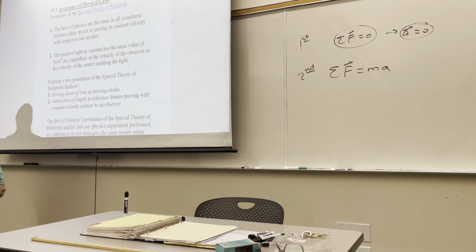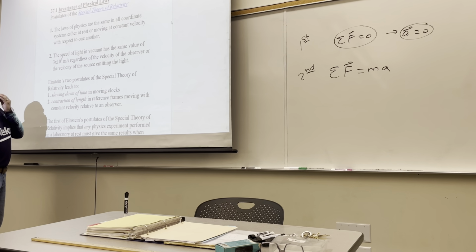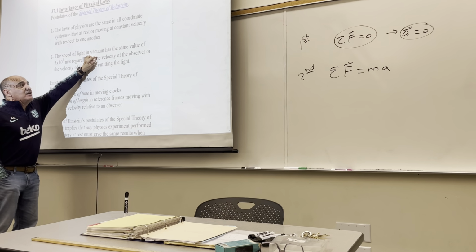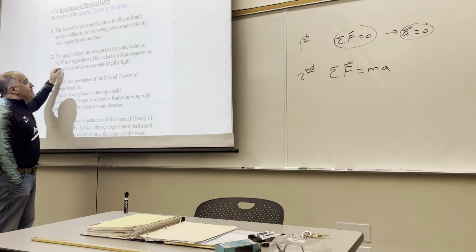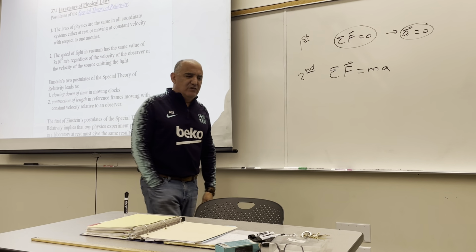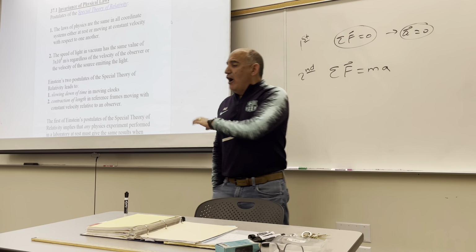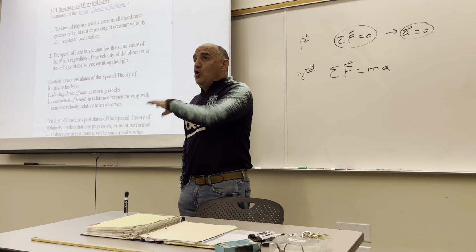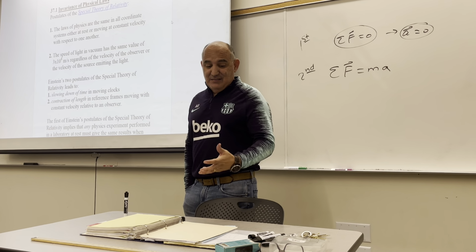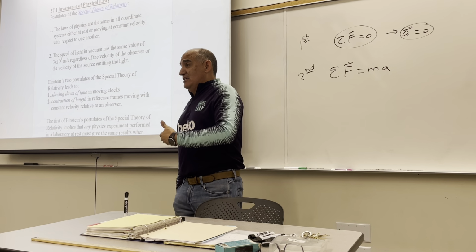And the other postulate of the theory of special relativity is that the speed of light in vacuum has the same value, 3 times 10 to the 8th meters per second, although I think it's more like 2.9999, let's just say 3 times 10 to the 8th meters per second, regardless of who's making the measurement of the speed of light, and regardless of how fast the source of the light is moving.